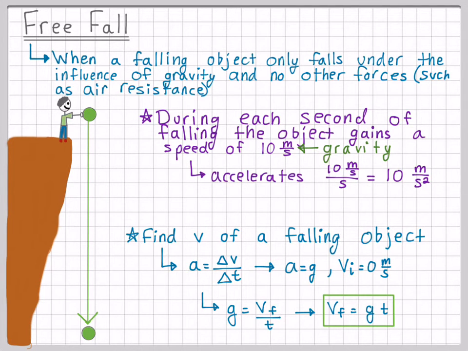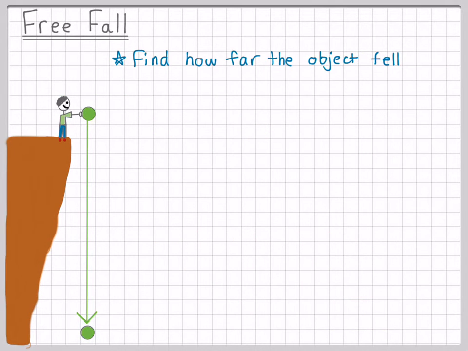If you recall from the mental math that we did previously, we said that an object that fell for 1 second would have gained 10 meters per second of velocity, and an object that fell for 2 seconds would have gained 20 meters per second of velocity, and so forth. We may also be asked to find out how far the object fell within a certain amount of time. The calculation for this one is a little bit more difficult, but definitely doable. I will now show you how to derive the equation for the displacement of a dropped object.